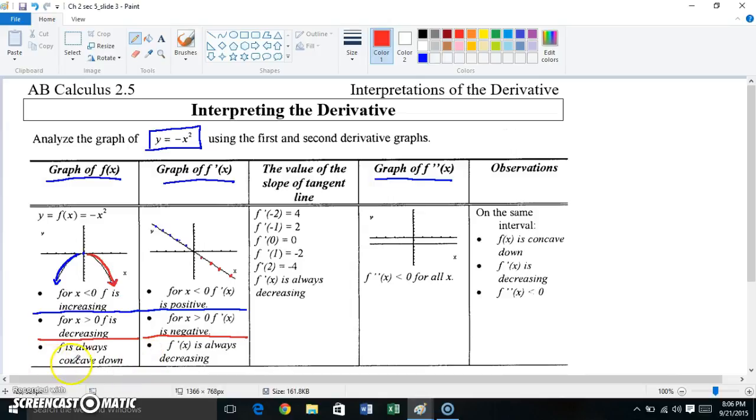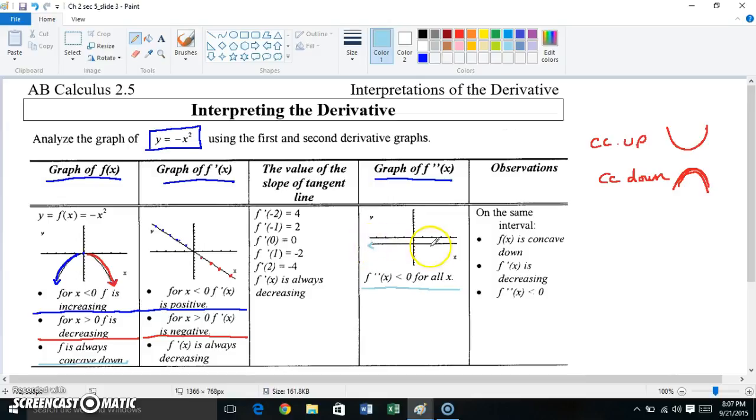Now f of x is always concave down. Okay, so it's opening downward. So remember, concave up, the graph will look like this. Concave down, the graphs will look like this. Okay, so f of x is always concave down, and you'll notice the second derivative. I'm just going to change some colors here. Concave down. The second derivative is always less than 0.